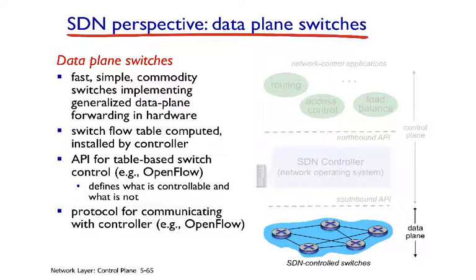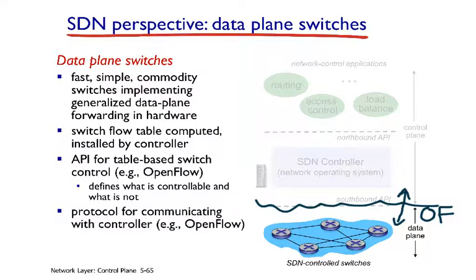So the idea is to have all of them with the same average traffic. This separation between the data plane and the control plane is done by means of a southbound API, where the data plane can communicate with the controller using the OpenFlow protocol. So the first layer is the data plane: fast, simple commodity switches implementing generalized forwarding.